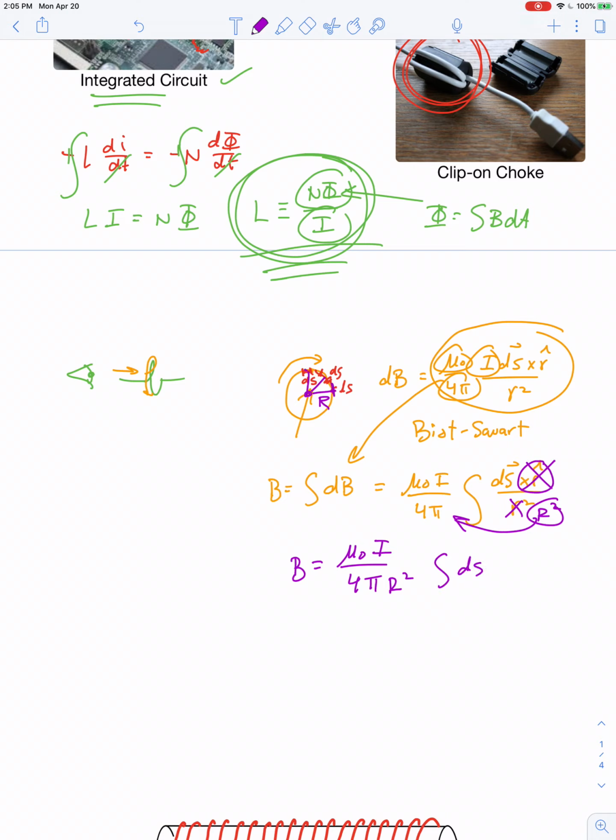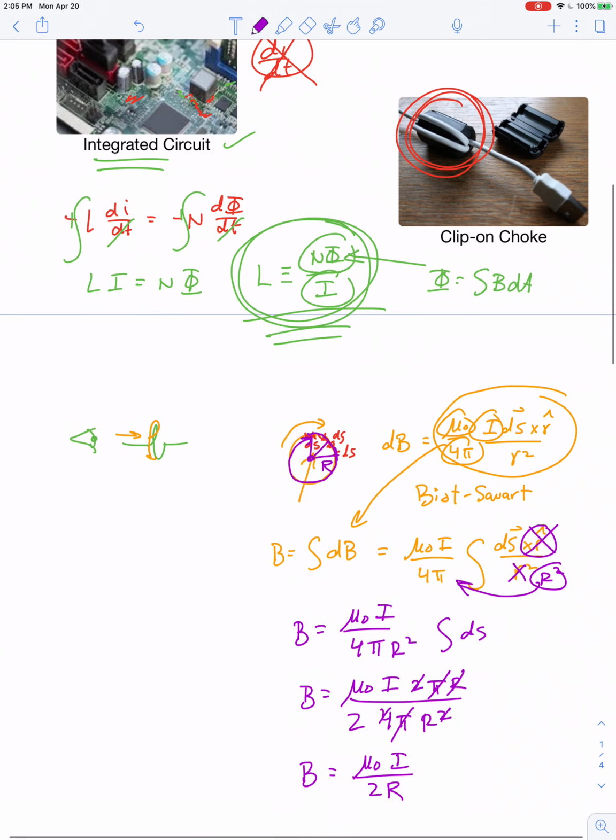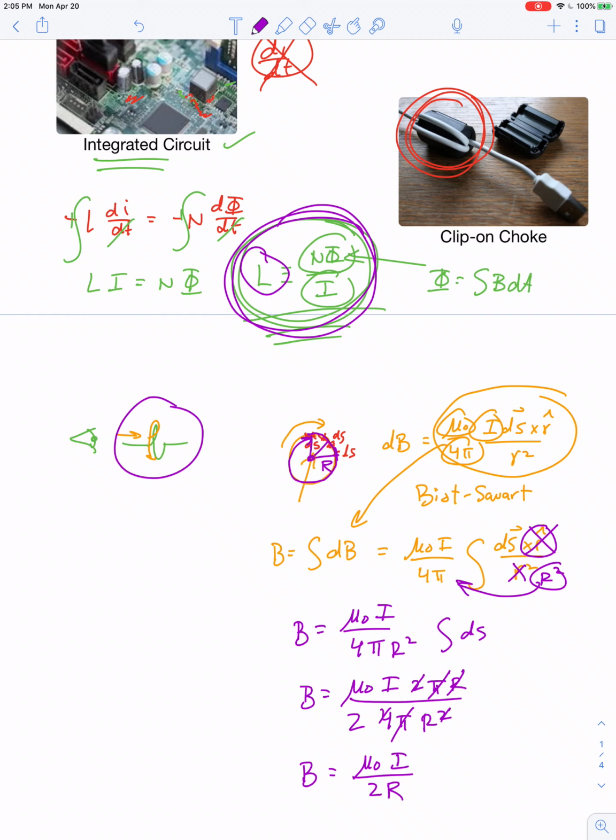But of course, that's just going to give us the circumference of the circle. So we get B equals mu naught I times 2 pi r over 4 pi r squared. Pi cancels out, one of the r's cancels, and 2 over 4 can be reduced. So we find the magnetic field is equal to mu naught I divided by 2r. So from here, it seems like it shouldn't be too difficult to find the inductance of this loop of wire.